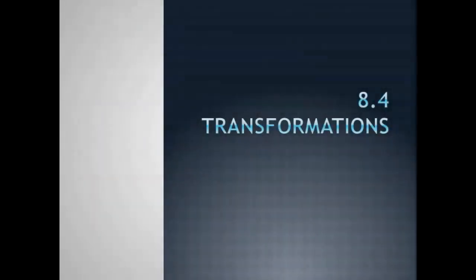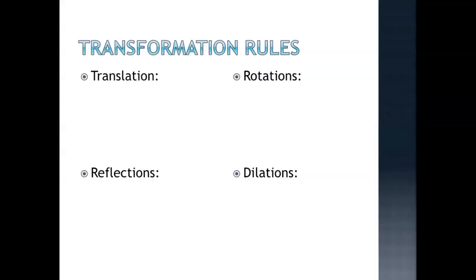Today we're going to talk about transformations in the coordinate plane. To talk about transformations, we have to first start off by talking about what the transformation rules are. So we have four types of transformations: a translation, which is shifting it left, right, up, or down; a reflection, which you can do across the x-axis, the y-axis, or on the line y equals x. You can rotate 90 degrees, 180 degrees, or 270 degrees.